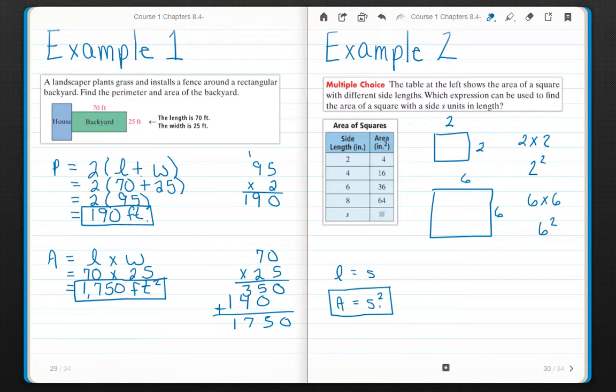All right, that's it for examples. Go ahead and complete your CYUs and your QCs, and I'll answer questions next time I see you.